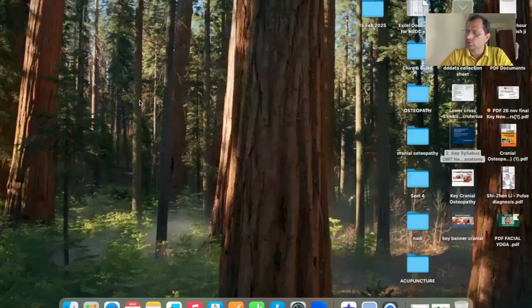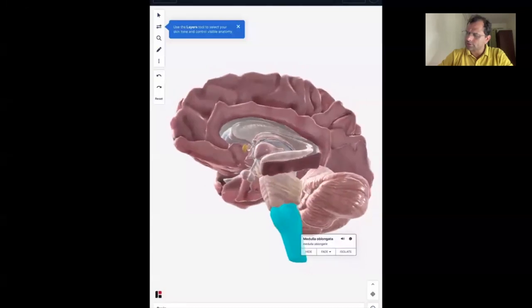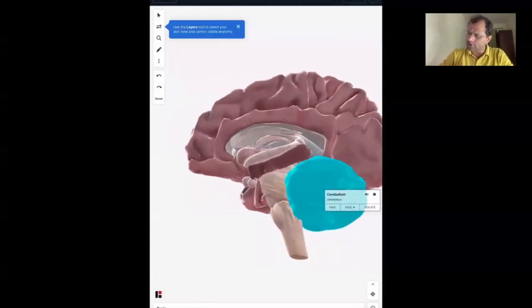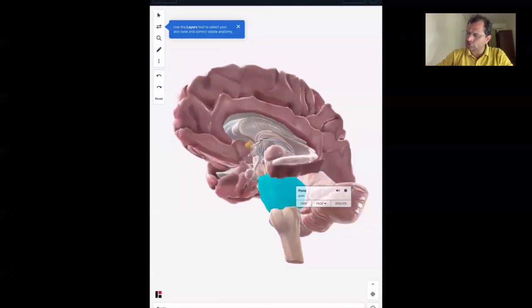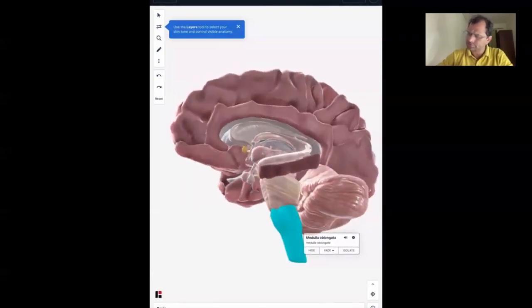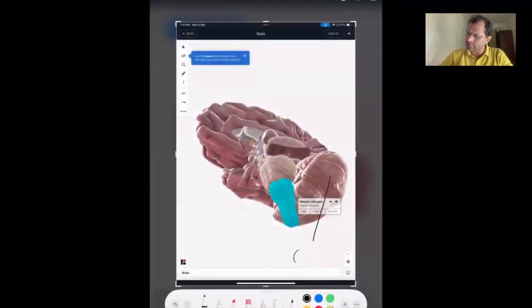अब देखिए इमेज में. So 3 parts in the hindbrain, the cerebellum. Now, in front of the cerebellum, there is the pons and medulla. There are 3 parts. So, this is the cerebellum, pons, medulla.